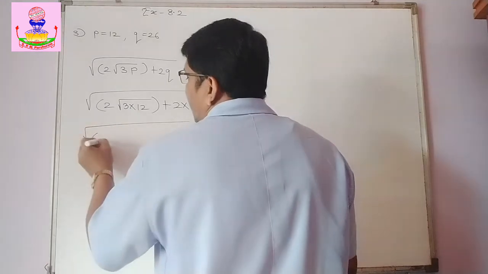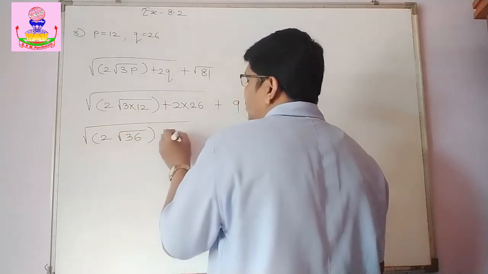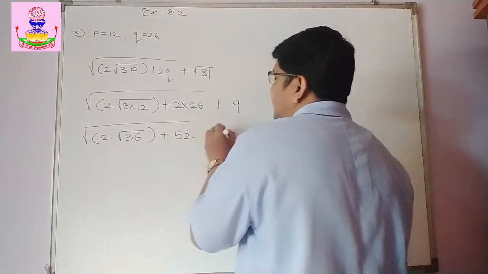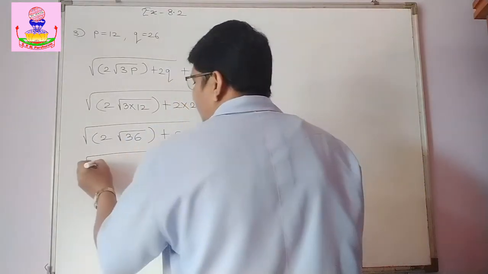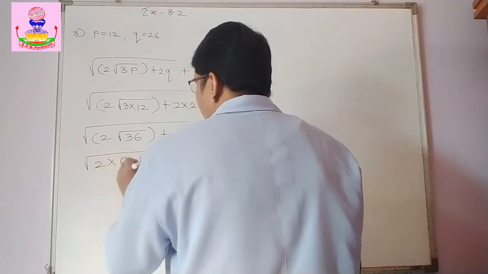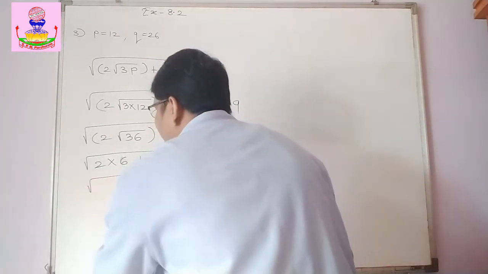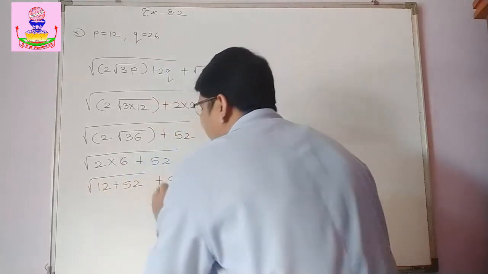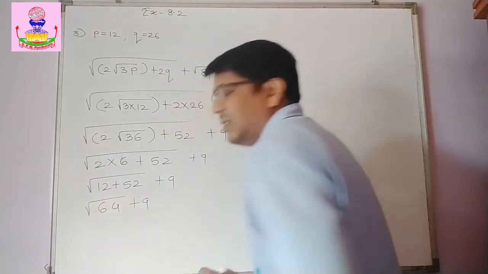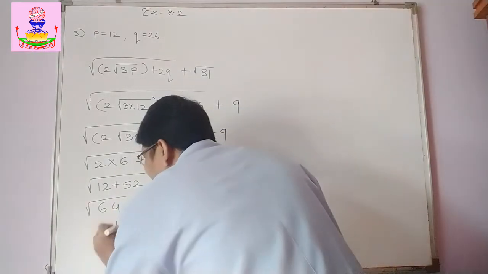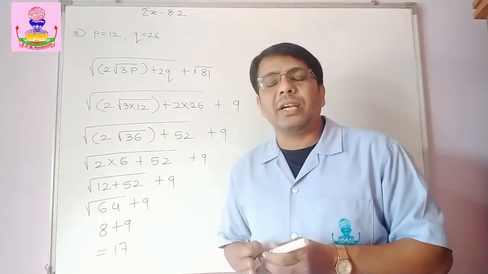Right. Now square root of, in the bracket, 2 into the square root of 12 3s are 36, plus 26 2s are 52, plus 9. Now the square root of 36 is 6 exactly. So you will have 2 into 6 plus 52 plus 9. Now 6 2s are 12. So 12 plus 52 plus 9. Now 12 plus 52 is 64. So 64 plus 9, and the square root of 64 is 8. 8 plus 9, and so the answer is 17.